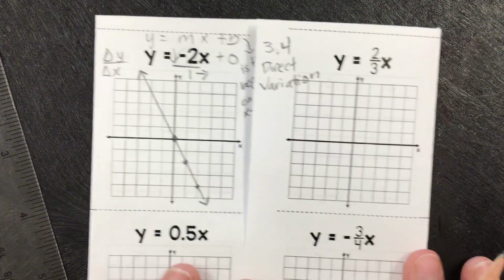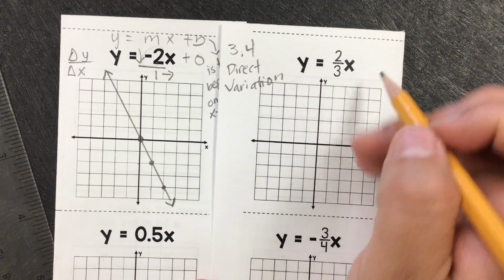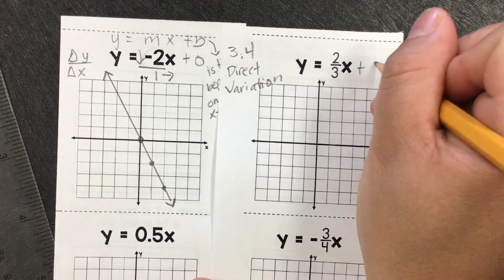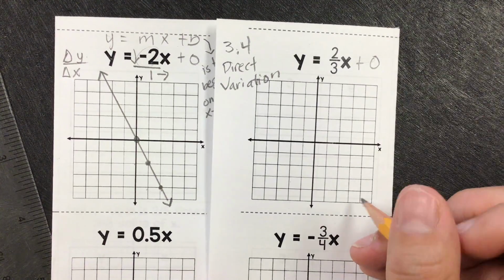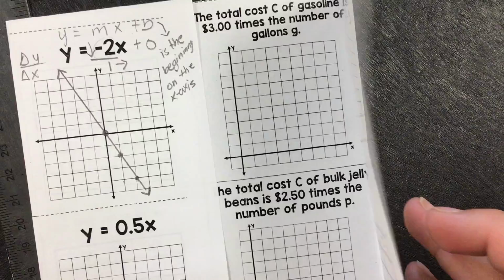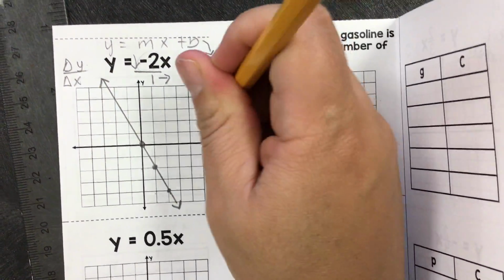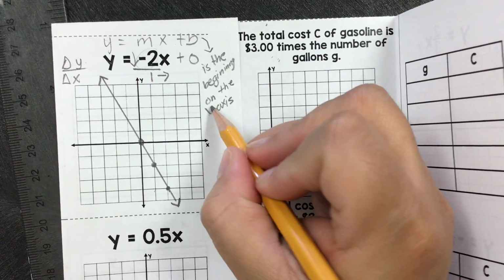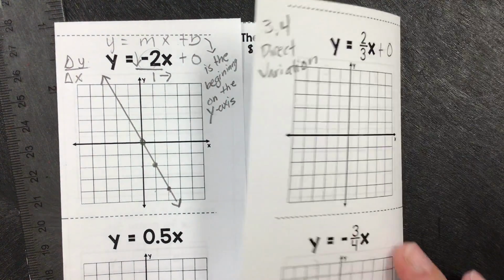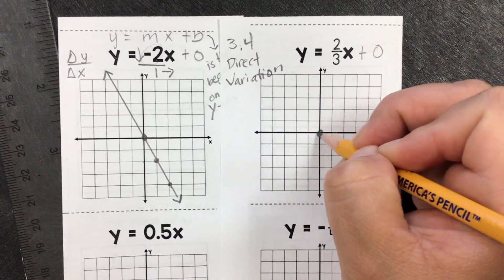Let's take a look at this one. Direct variation means that the beginning is 0, so we're going to say plus 0. The beginning is always on the y-axis. And I wrote x-axis. I'm so sorry. This is y-axis. So we start on the y-axis, and that's 0.